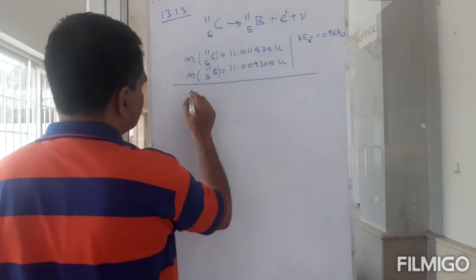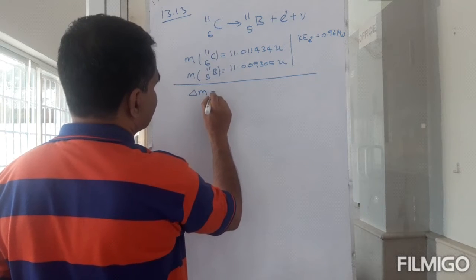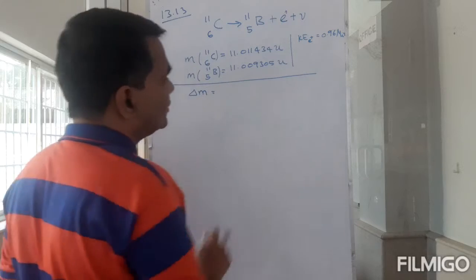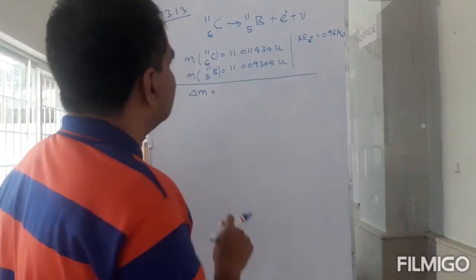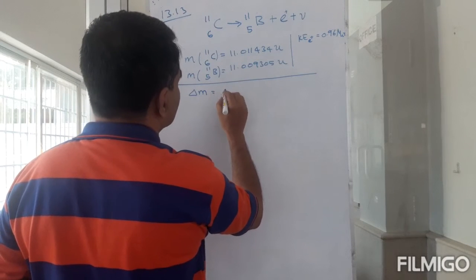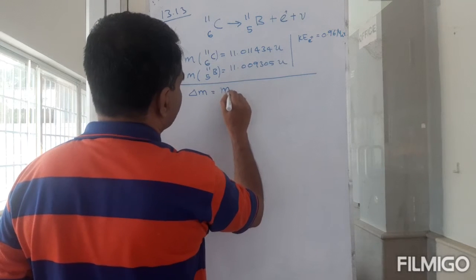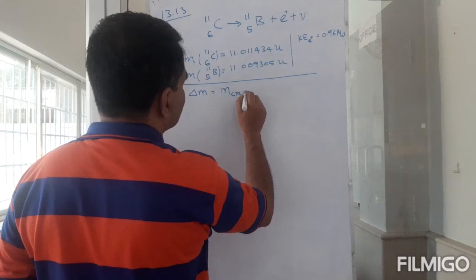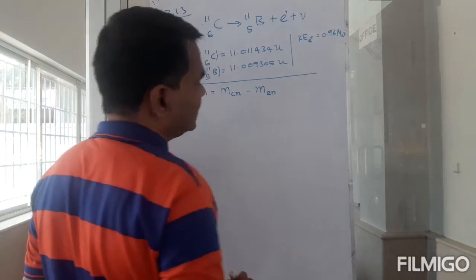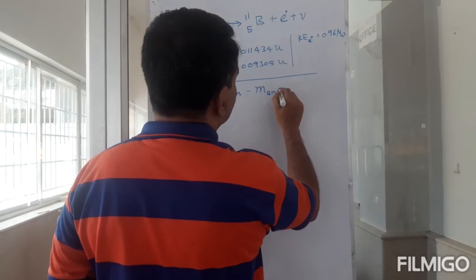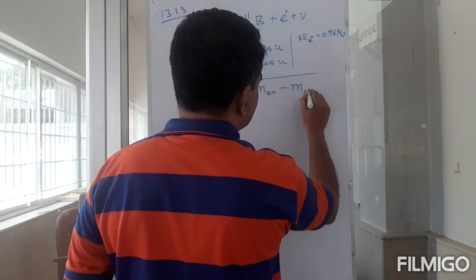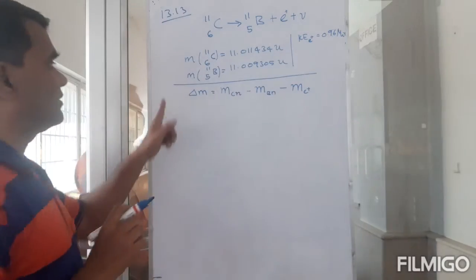So what is this? Mass defect is going to be equal to... Where is it going to happen? It's going to happen only at the nuclear level. Okay, so that means the mass of this nucleus, I'll say nuclear mass: mass of carbon nucleus minus mass of boron nucleus, then minus the mass of the positron. So that's the mass defect.